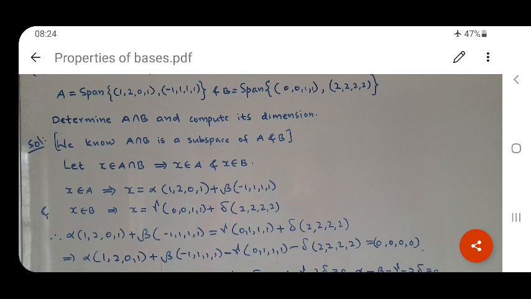So X, if it is in A, then X is alpha into (1, 2, 0, 1) plus beta into (-1, 1, 1). And X in B implies X is equal to some gamma into (0, 0, 1, 1) plus delta into (2, 2, 2, 2). But both are the expressions for X. So therefore, these two are equal.